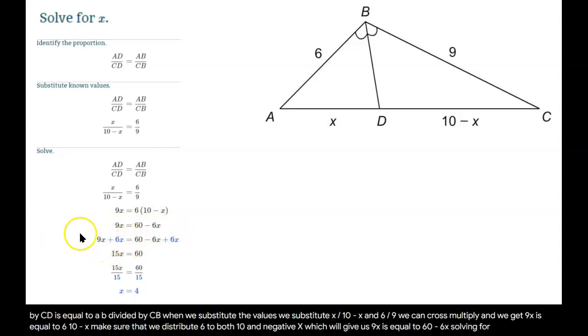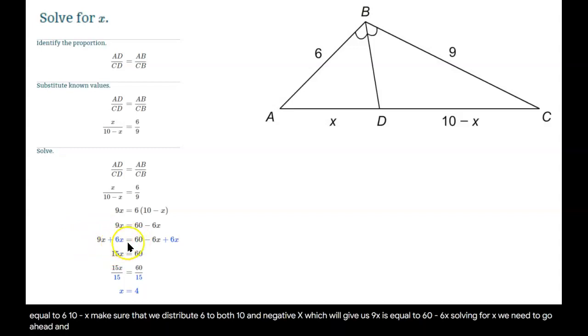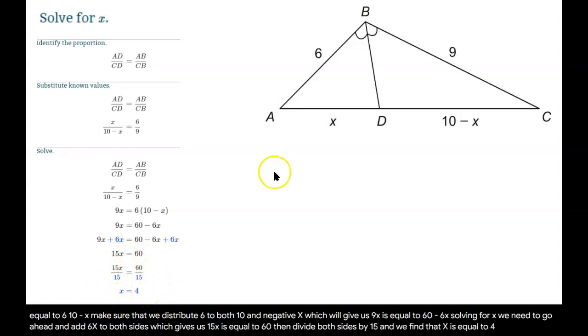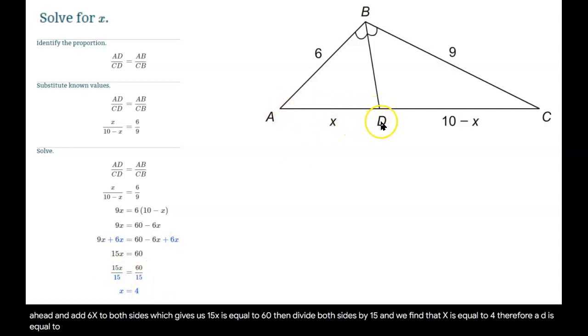Solving for x, we need to go ahead and add 6x to both sides, which gives us 15x is equal to 60. Then divide both sides by 15, and we find that x is equal to 4. Therefore, AD is equal to 4, and DC is equal to 6, because 10 minus 4 is 6.